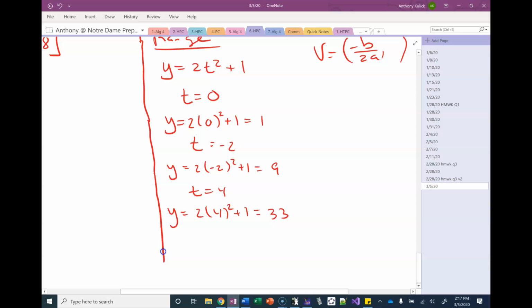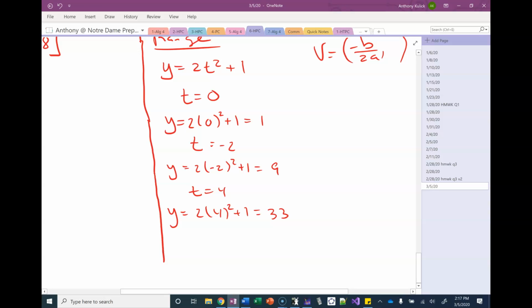Something equal 1 when it's 2 to the 0 power? Yes. Anything other than 0 to the 0 power is 1. 0 to the 0 is undefined. Undefined. Oh, because it means 0 divided by 0.